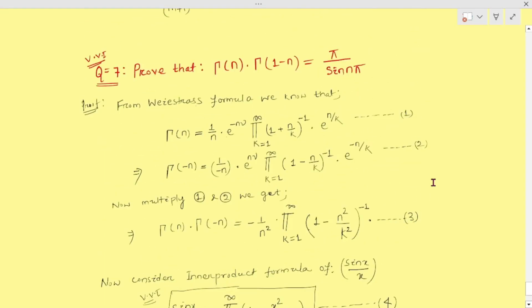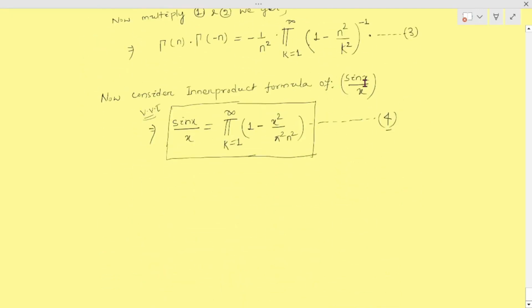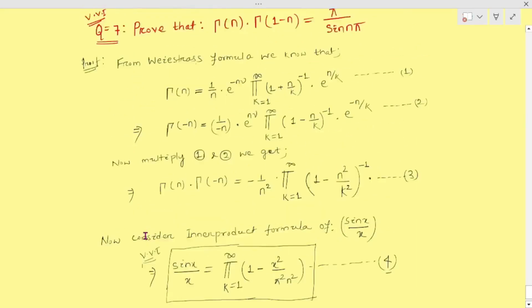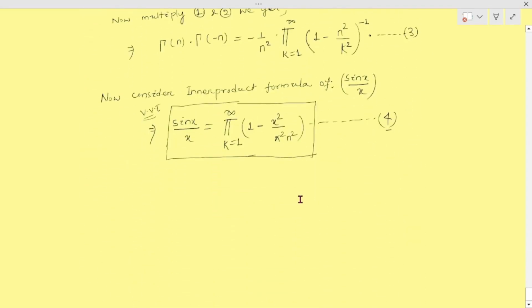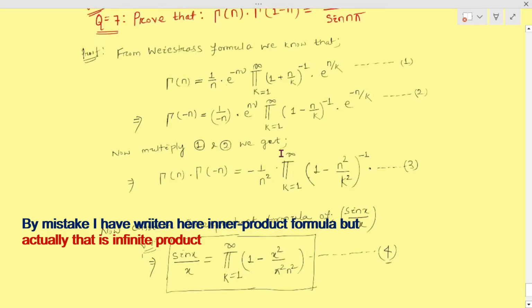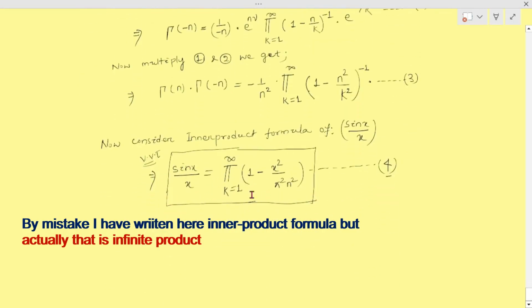Okay, so to prove our main question that gamma n into gamma 1 minus n equals pi by sin n pi, we have to use this one. Okay, sin x by x equal to this much, right? See, for this particular question, the proof of sin x by x equal to this much is not required. Directly we have to use this expression, but here I am going to prove this one, then after we are going to go for our work. That means we have to prove this one. Okay, first here I am going to prove sin x by x, or the so-called infinite product formula of sin x by x, is equal to this much.